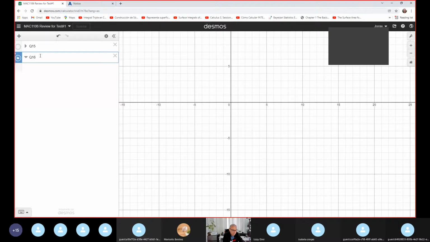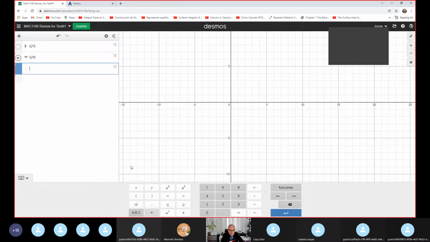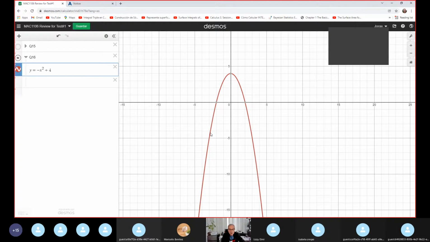Now, 16 is about that function. Okay, it's y equal minus x squared plus 4. Okay, excellent. And you don't need to do anything. Look, automatically when you click on the curve, you see the gray point that represents the x-intercept and the y-intercept. Always, always. Because that's not considered an important point. But okay, let's do it.